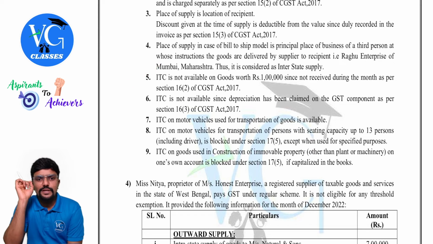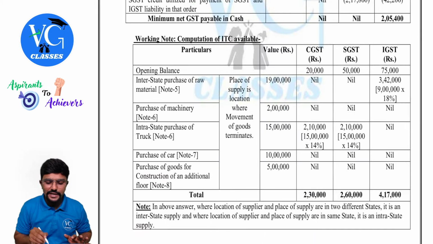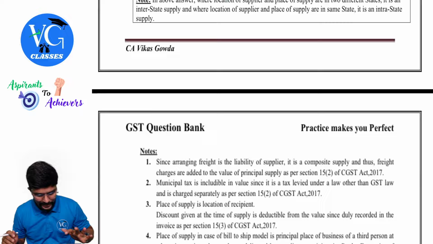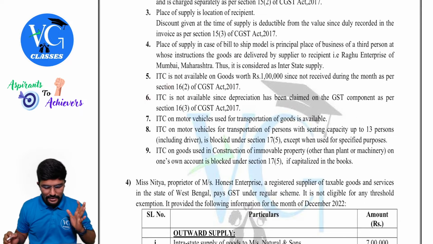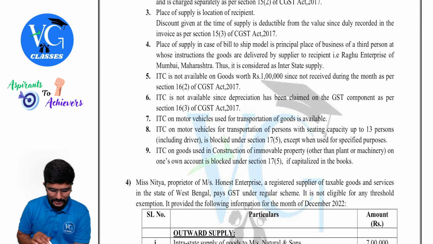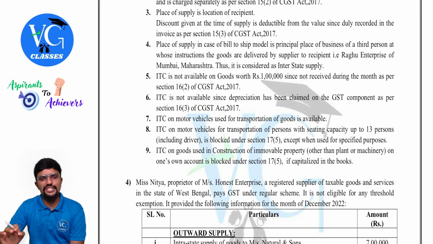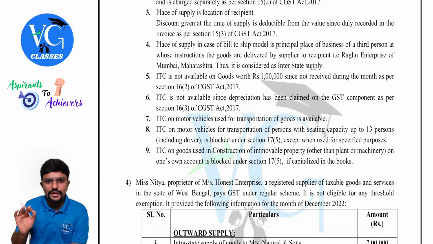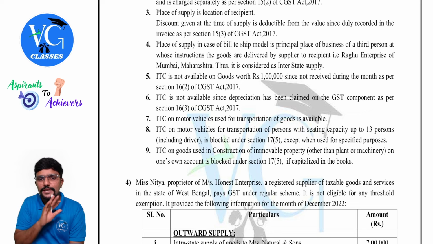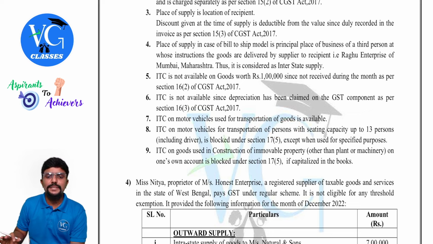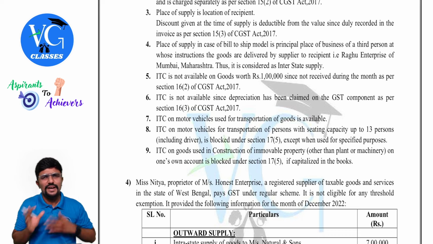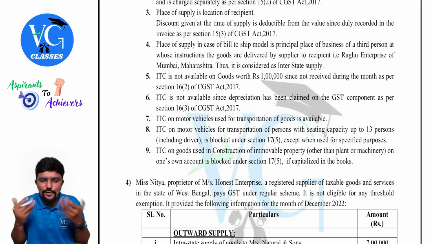Fifth one, ITC is not available on goods worth 1 lakh since not received during the month. So we are claiming only credit for how much, guys? 19 lakh. 20 minus 1 lakh. Okay, so next, ITC is not available since depreciation has been claimed on the GST component as per section 16(3) of CGST Act. Next, ITC on motor vehicle used for transportation of goods is available, whereas if it is for transportation of persons with seating capacity of up to 13, including driver, it is blocked under section 17(5), except when used for some specific purposes. And here nothing is mentioned, so assume it is blocked, guys.